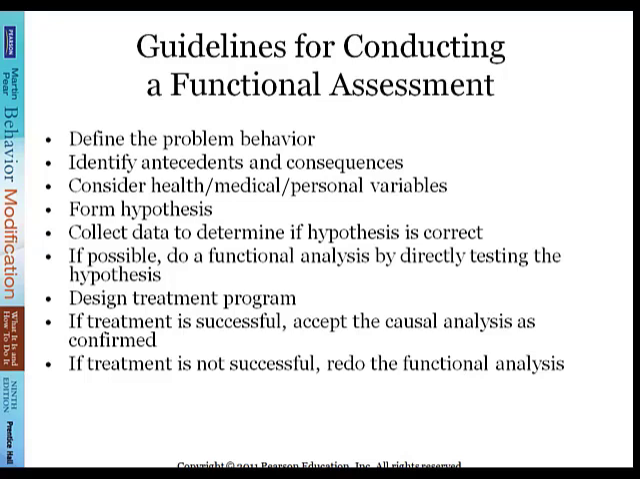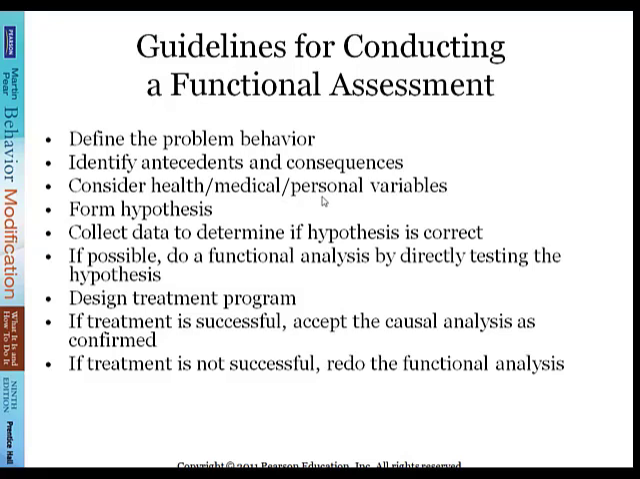Alright, so some general guidelines here. We have to define the problem behavior, and we need to be specific about it because we can't measure something if we don't know exactly what we're talking about. So define the problem behavior and then try to identify any antecedents or triggers, things that come before the behavior, seem to set off the behavior, as well as any consequences, what happens after the behavior happens.